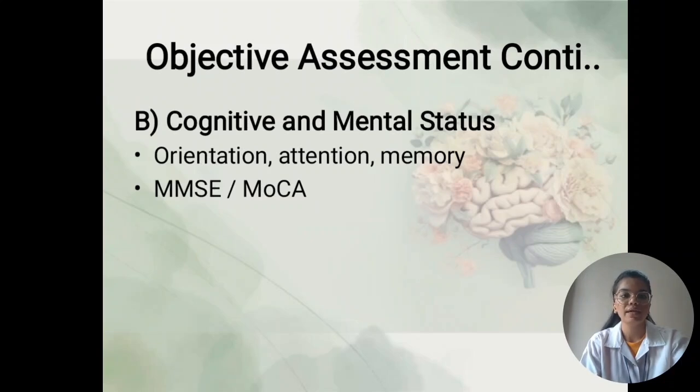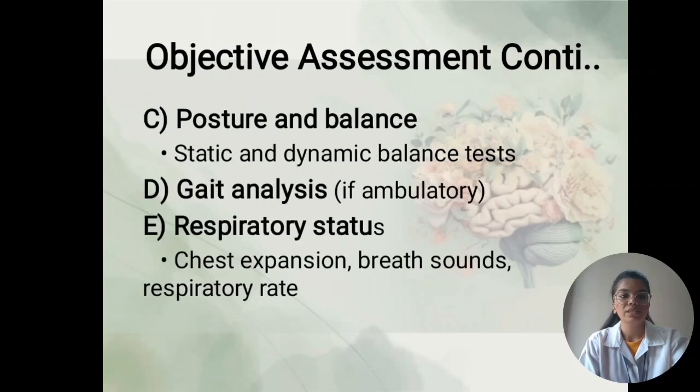Now cognitive and mental status, orientation, attention and memory, these can all be checked by the MMSE, that is the Mini Mental State Examination. And now posture and balance, in which static and dynamic balance tests would be done. Gait analysis would be necessary. Respiratory status would be checked. All vitals should be checked properly first, that is chest expansion, breath sounds, respiratory rate and so on.